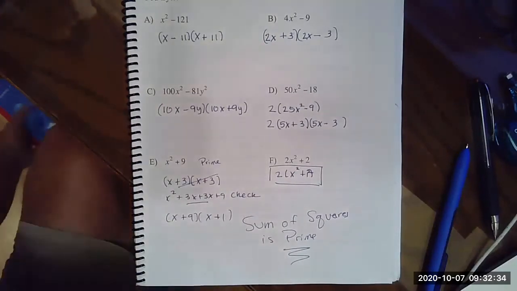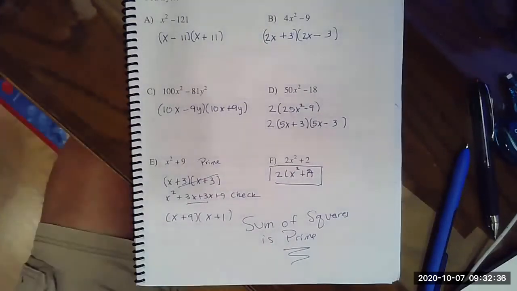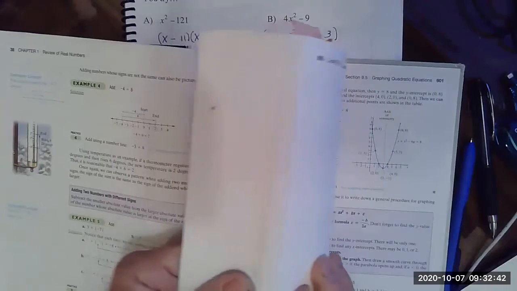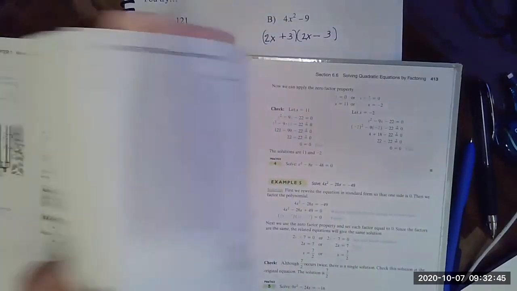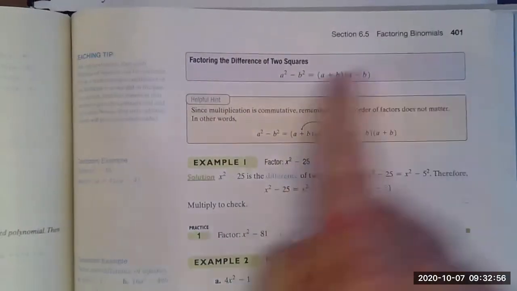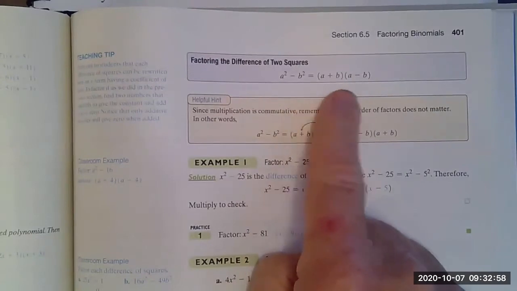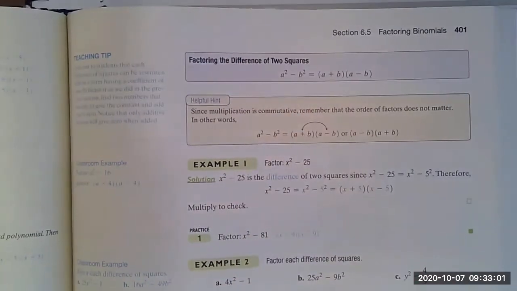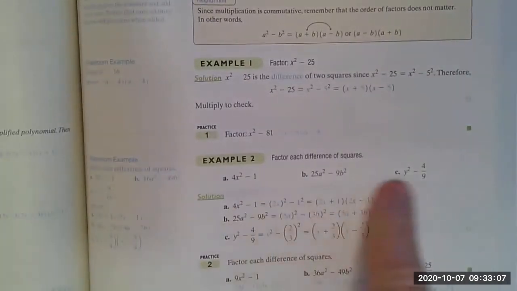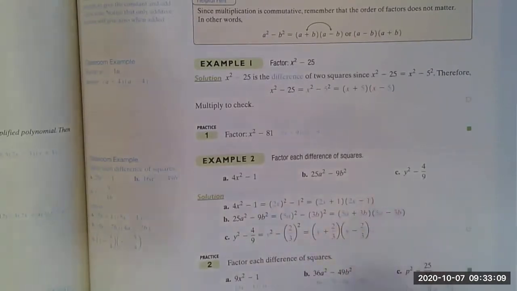Now in your textbook, the title is Factoring Binomials. And here's the difference of two squares, and you can see how it does it this way. They give you some examples down here to try out. Okay, practice.